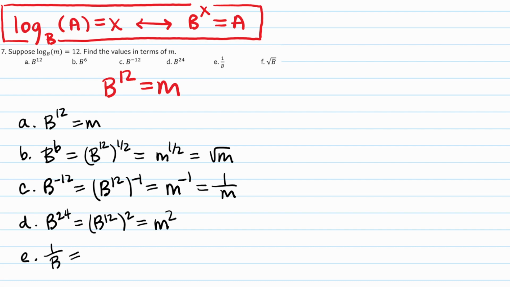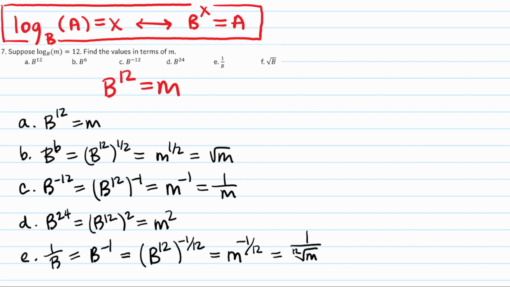Okay, 1 over b is equal to b to the negative first power. And, all right, I have to do something to b to the 12 to get it to negative 1. I'm going to take negative 1 over 12, right? Just need to figure out some exponent to multiply it by. Okay, because b to the 12 is equal to m, this will be m to the negative 1 over 12. This will be 1 over the 12th root of m. That was a good one, I like that.